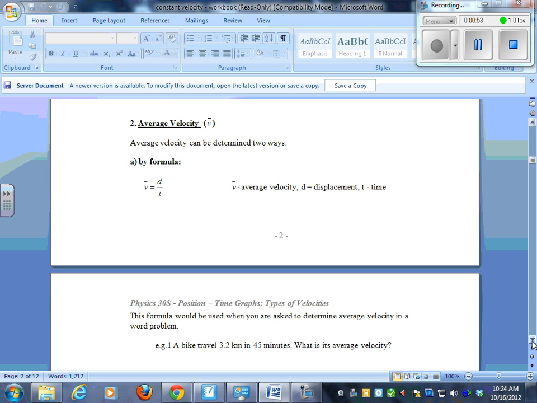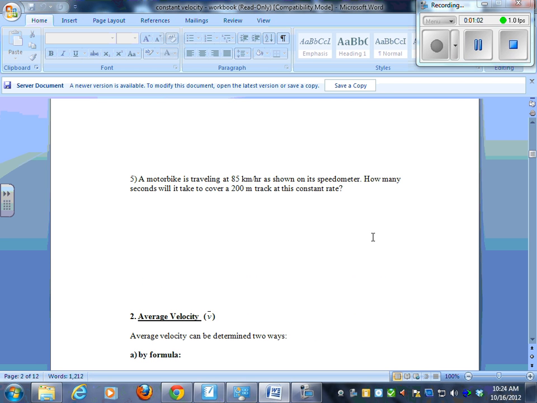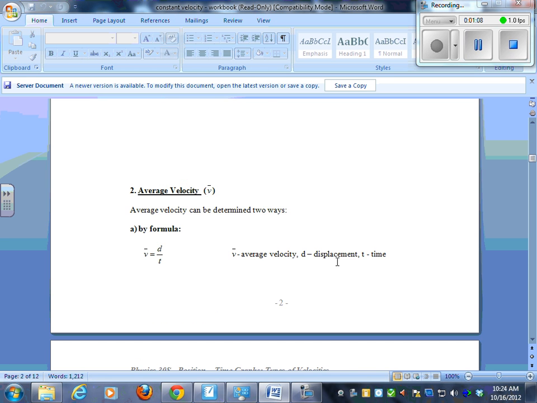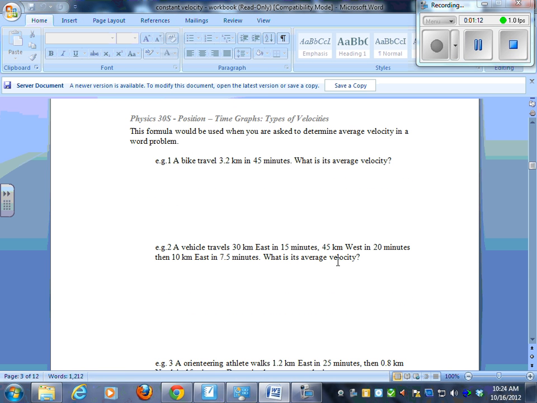Really, average velocity and constant velocity by formula are the same thing. In all of these questions, like a motorbike traveling at 85 kilometers an hour is shown, that might be a constant velocity, right? But for the most part, the process is pretty much exactly the same. So let's do a couple examples here. A bike travels 3.2 kilometers in 45 minutes.